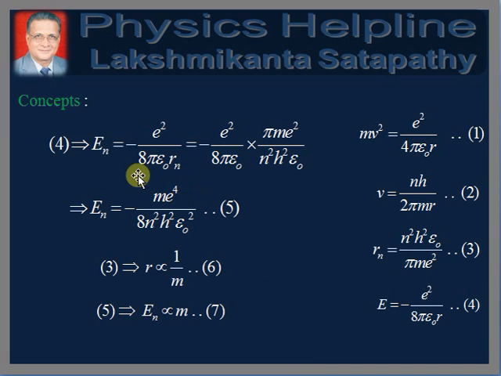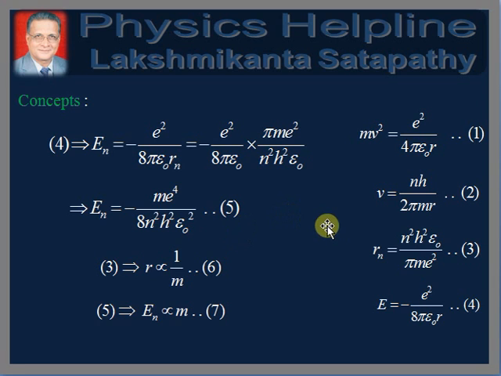Now, from equation 4, we'll put the value of r here. From equation 3, Rn is equal to n square h square epsilon 0 divided by pi m e square. Putting that, we get En is equal to minus e square divided by 8 pi epsilon 0 into 1 by Rn, which will be equal to pi m e square divided by n square h square epsilon 0. On simplification, this gives En is equal to minus m e fourth divided by 8 n square h square epsilon 0 square.